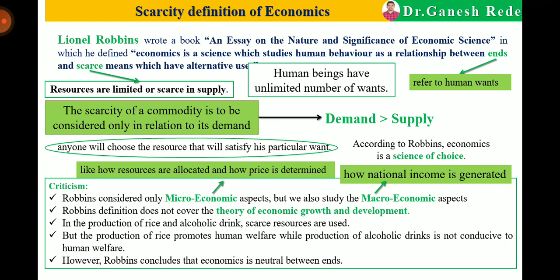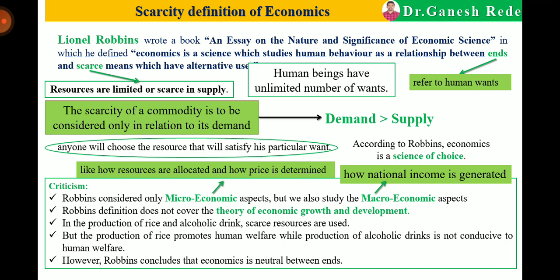This definition is very important. Many times in many question papers they have asked: give this scarcity definition of economics, or write down this scarcity definition of economics, or Robbins' definition of economics. So economics is a science which studies human behavior as a relationship between ends and scarce means which have alternative uses.